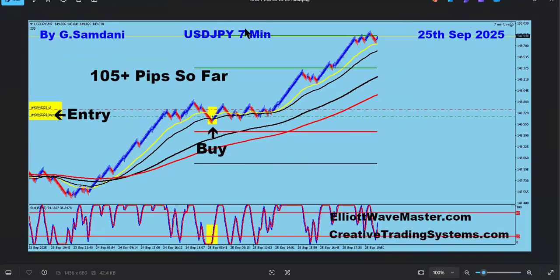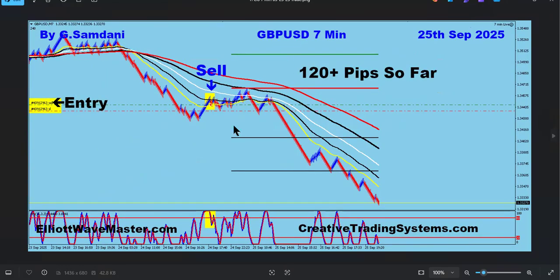This one, USD yen going to the upside from the 7-minute chart, 105. USD got strong and everything is upside down, right? Pound USD, like I said, this was the 60 pip trade. Then from the 20-minute chart, and this is from the 7-minute chart. Again, I made the entry and all the way down to 120 pips more, right?